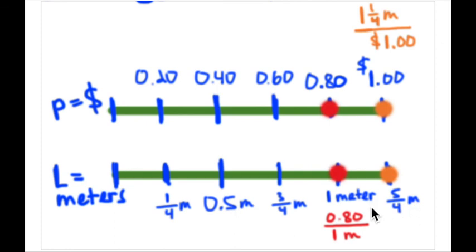So notice once again that the meters of rope is always greater than the price in dollars. So 1 meter, 80 cents. 5/4 meters, 1 1/4 meters, $1. So the length of rope that you get is always greater than the price in dollars, and you saw that in the beginning, in which 1 meter of rope cost 80 cents.